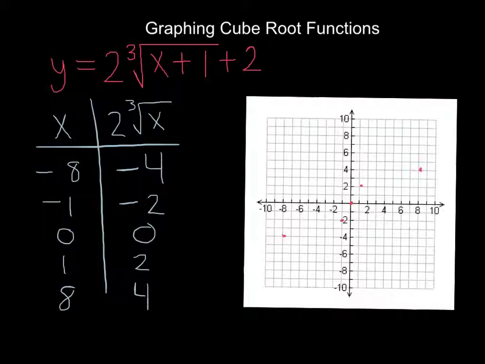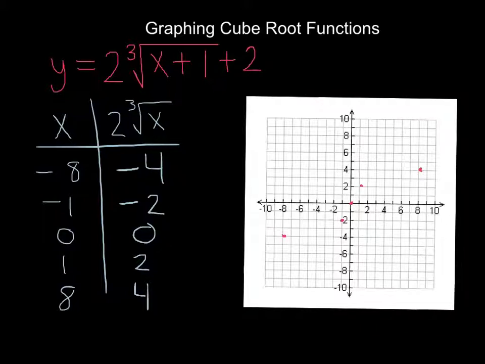But the function isn't just 2 cube root x. Under the radical there is a +1, which means that you'll move the points to the left 1. The +2 outside of the radical means that you're going to have to move all the points up 2.